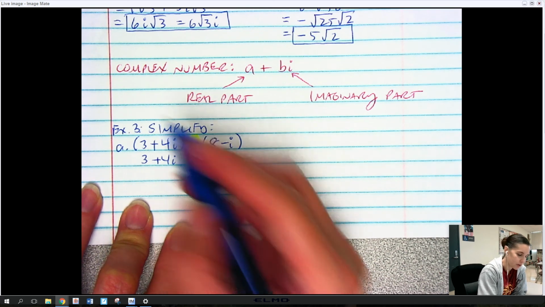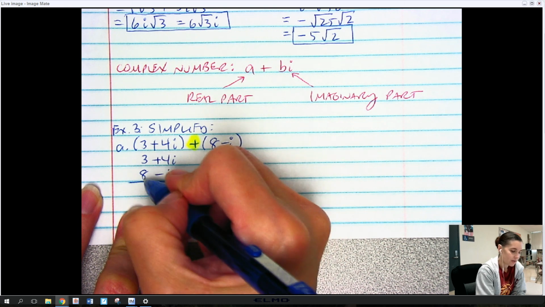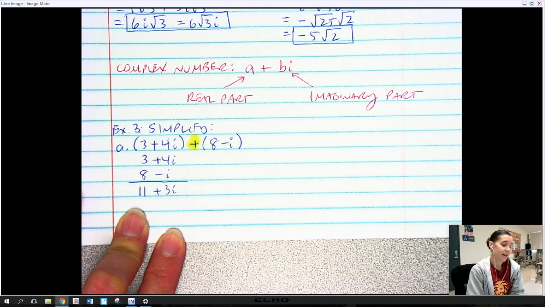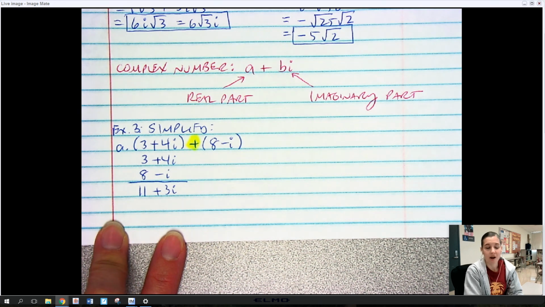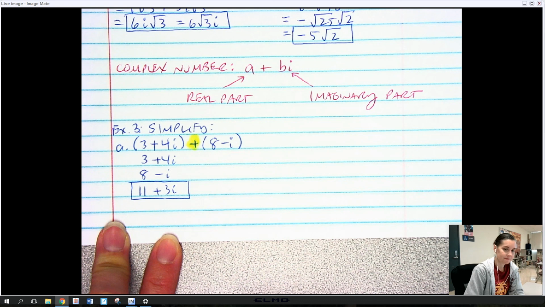So I'm just going to line it up, my real with my real, imaginary with my imaginary, and then I'm just going to combine. So 8 and 3 make 11. 4i minus i is a 3i. And then I just got to make sure I have it in standard form before I box it. Is it real plus imaginary? Yes, it is. So that is my answer.